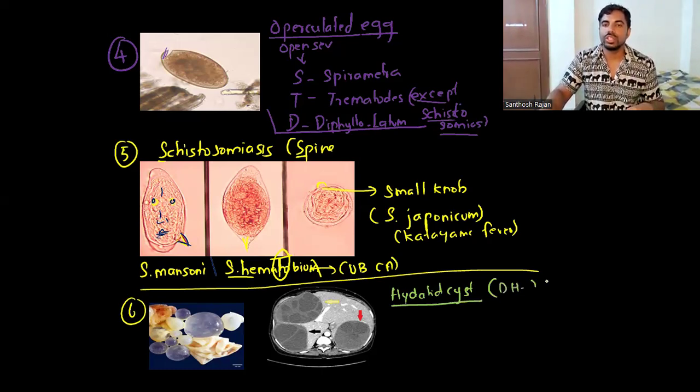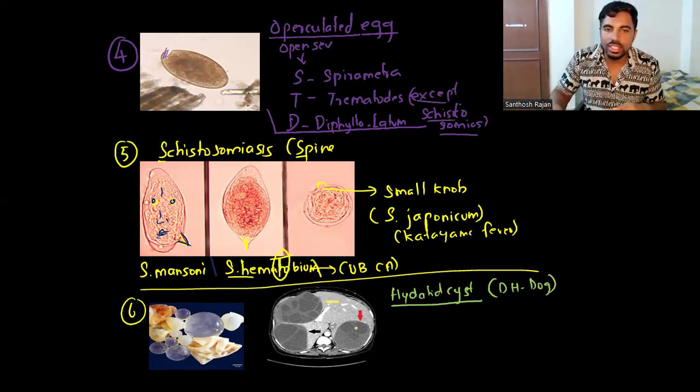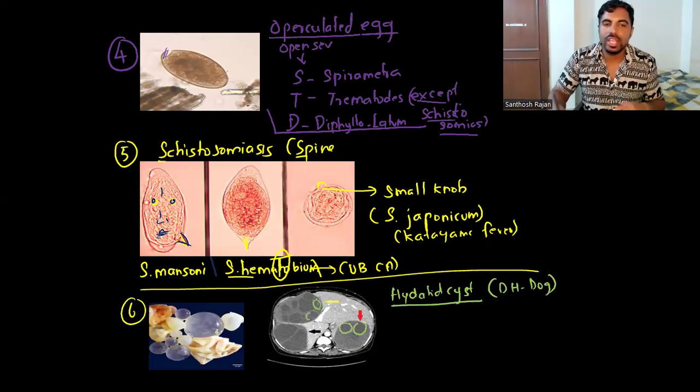Dog is a definite host. That is one thing. Now that is Echinococcus granulosus. Another name is Echinococcus granulosus, hydatid disease. And in the CT scan, if you see this section like this comes, these are all our cysts. Okay, the same cyst they put in CT scan. So this is a hydatid cyst that is caused by Echinococcus granulosus. Dog is a definite host.